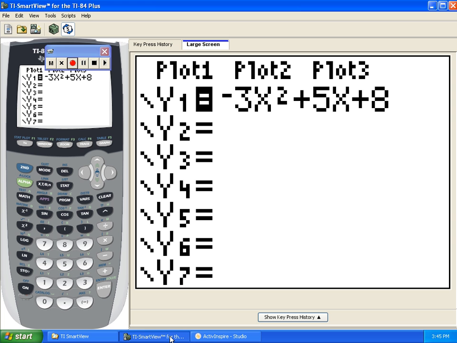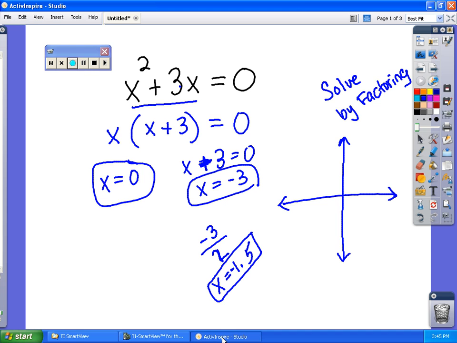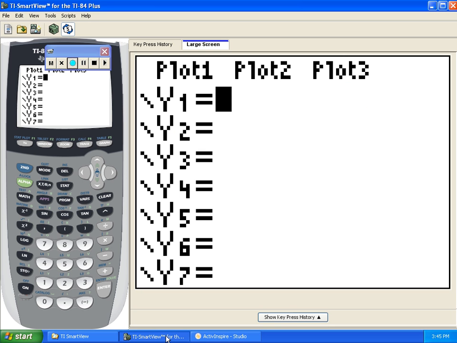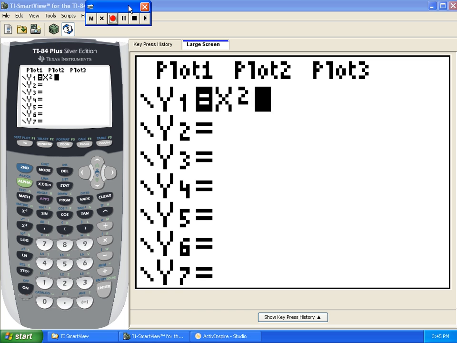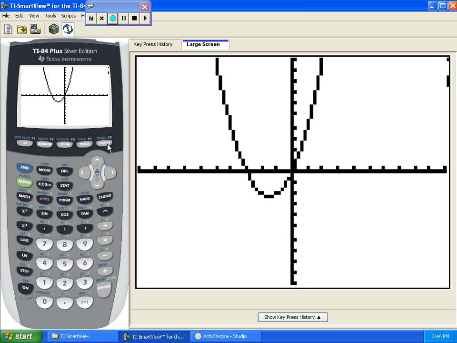So I go to my TI SmartView, and I'm going to plug in my equation, which was y equals x squared plus 3x. I'm going to hit graph. What you're going to notice about this graph, now you can't just go by what you see, but if you look right here, the parabola comes down and hits the x-axis, what looks to be at -3, and then again at 0. And those are the two answers we got by factoring.